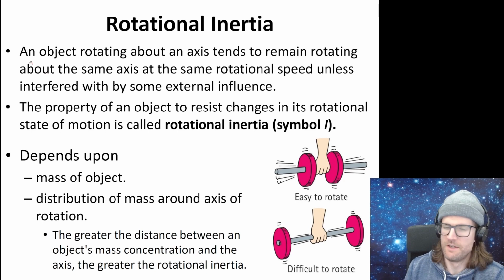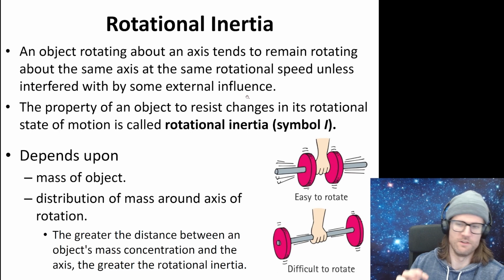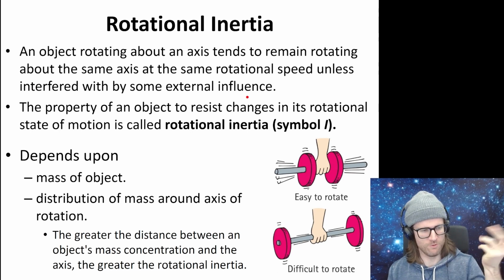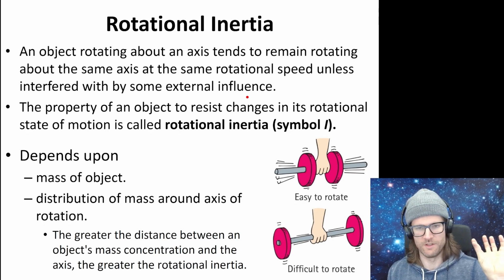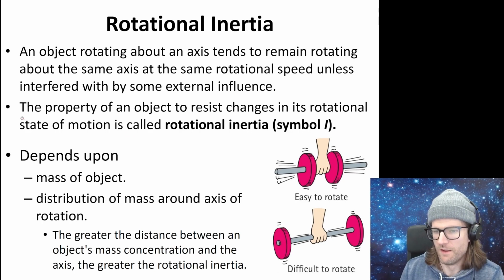Let's read this. An object rotating about an axis tends to remain rotating about the same axis at the same rotational speed, unless interfered with by some external influence. Okay, so that's a reiteration of inertia. We're going to move at the same rotational speed forever, unless there's an external torque that comes in and causes changes. The property of an object to resist changes in its rotational state of motion is called rotational inertia. So it depends on the mass of the object and the distribution of mass.